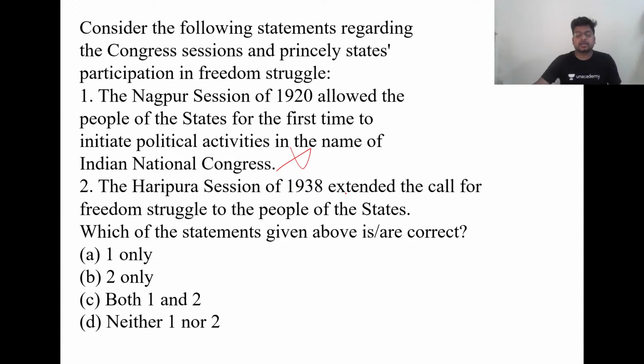At the Haripura session of 1938, Congress reiterated its policy that struggles in the states should not be launched in the name of Congress, and that they should rely on their own independent strength and fight through local organizations. So statement 2 is also wrong, right? It has not extended the call for freedom struggle to the people of the states. Congress said they should rely on their own independent strength. So both statements are wrong.